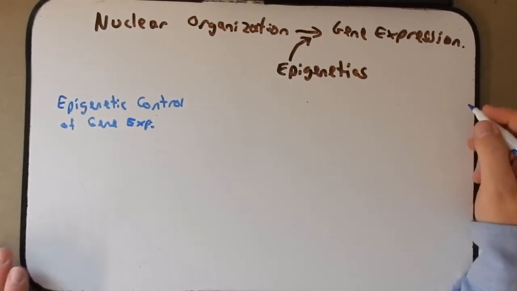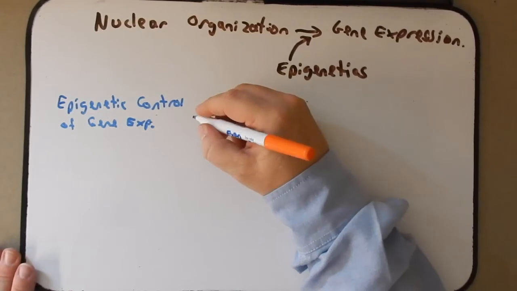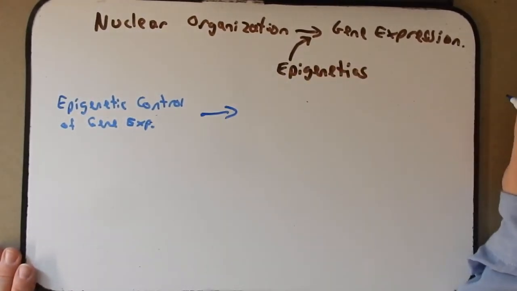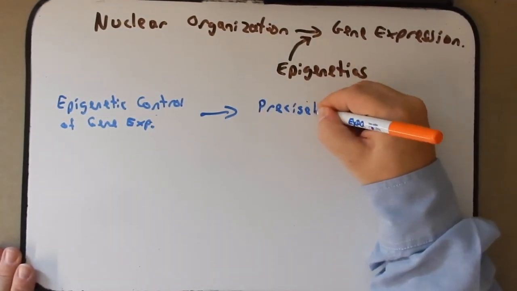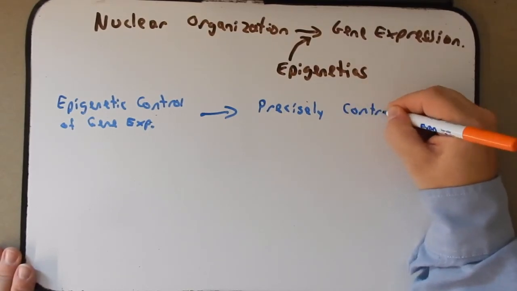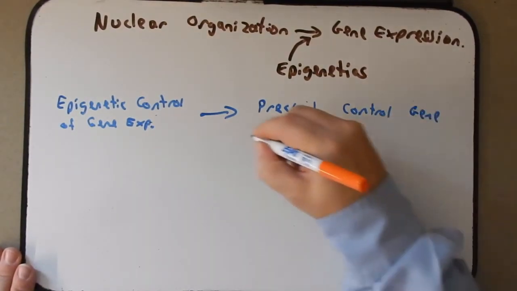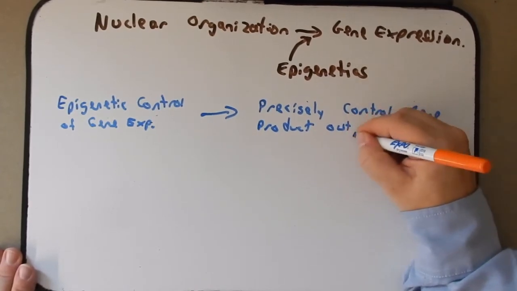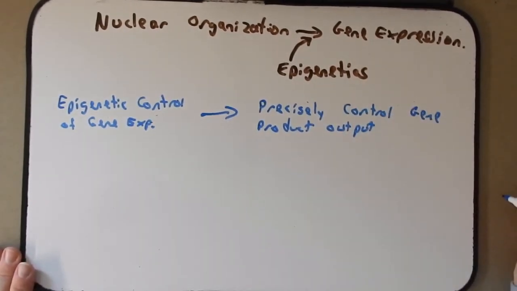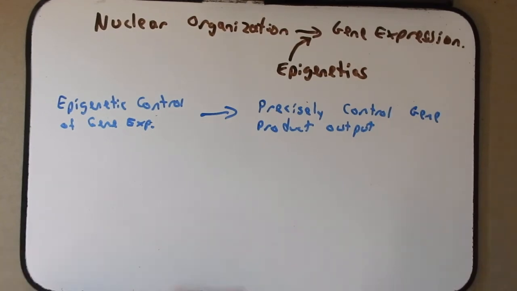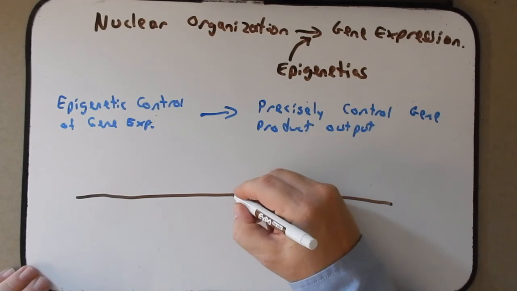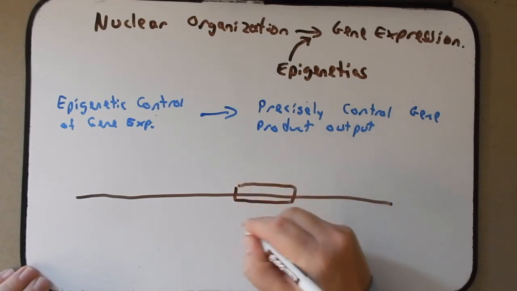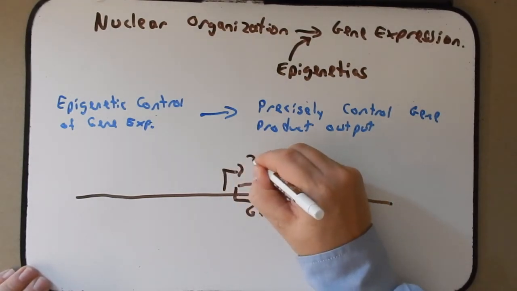And ultimately, the goal of controlling gene expression using these modification mechanisms is to precisely control gene product output. Which genes are going to be turned on at the right time, in the right tissues, at the right time of development. And in doing so, we've talked about a few things here. We have a gene of interest here that we want to determine if we're going to turn it on or off.